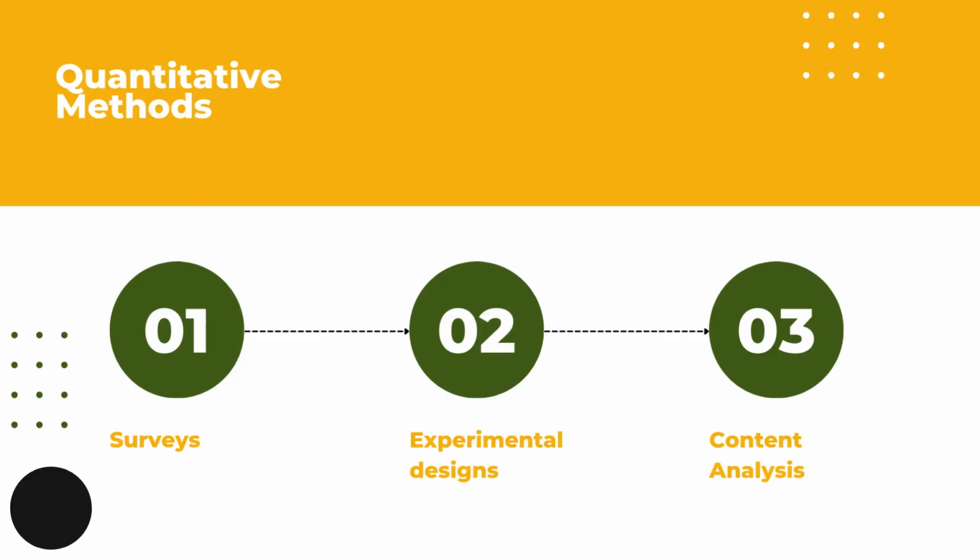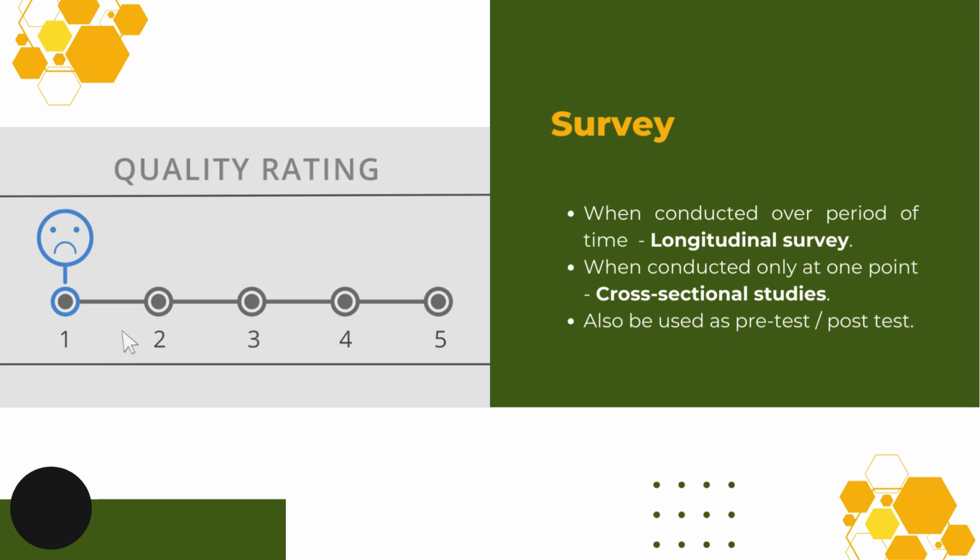Now, our chapter 12 focuses mainly on surveys, experimental designs, and then we're going to conclude with content analysis. Now, surveys: there are two key things that we consider when we start collecting data. We consider when they are conducted over a period of time, which means it's going to be over a longer period and your data is collected more than once.